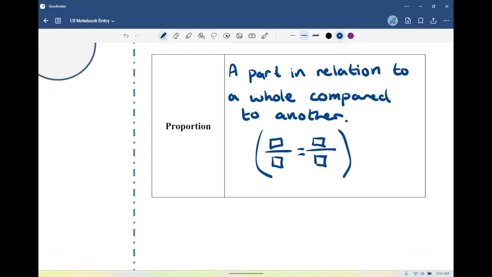Once you have this definition, flip your notes so that I can see. Sorry, thank you. Over there.